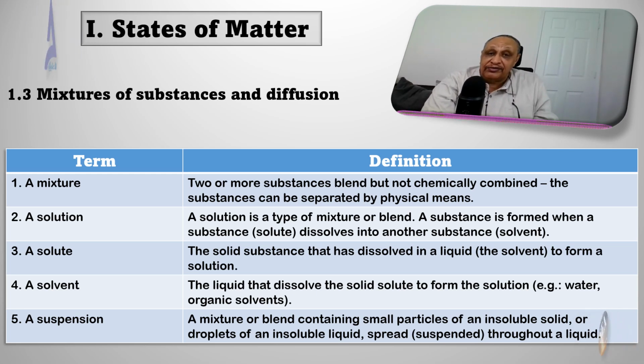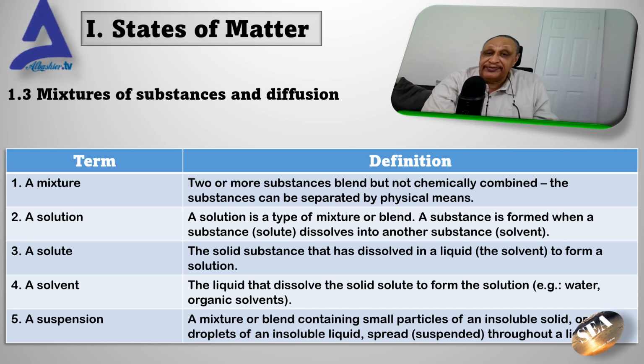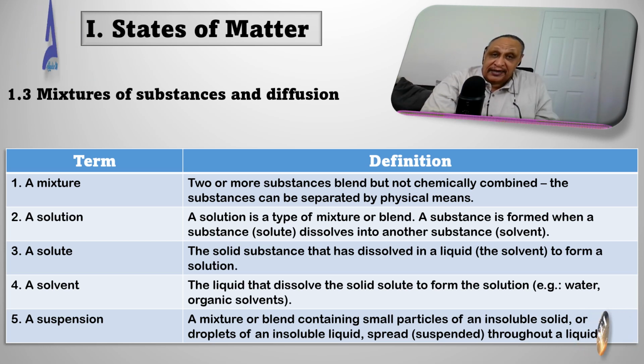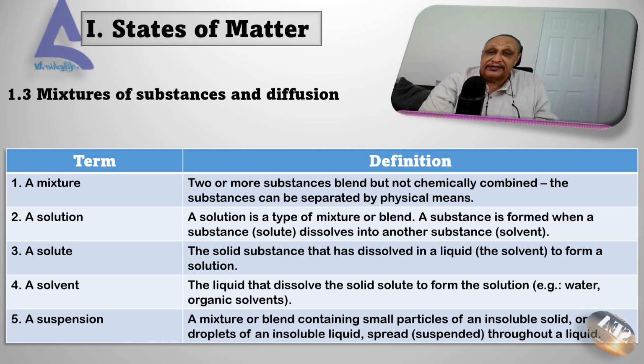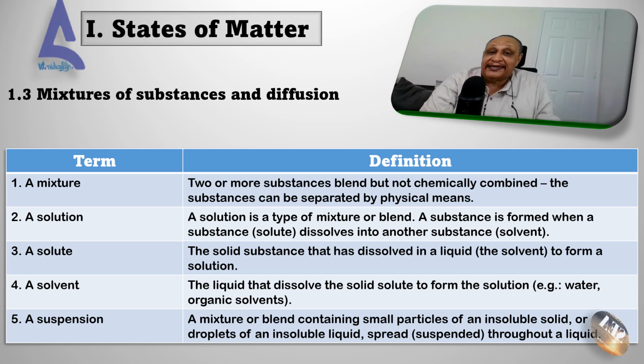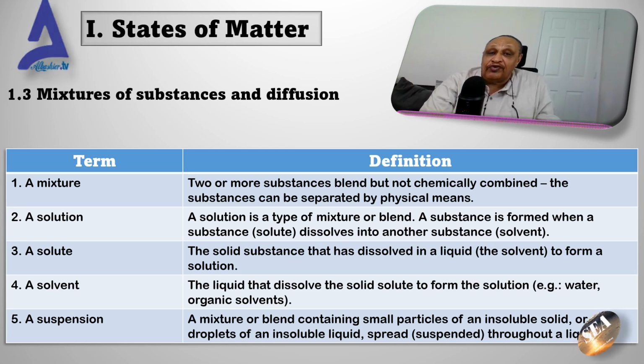A solution is a type of mixture or blend. A solution is formed when a substance, which is a solute, dissolves into another substance, which is a solvent. So what is the solute? The solute is the substance, usually a solid, that has dissolved in a liquid, which is a solvent, to form a solution.